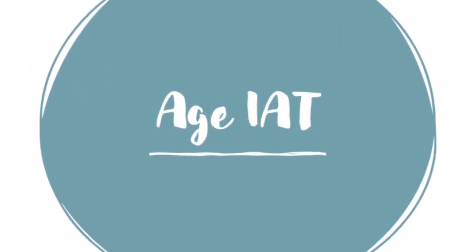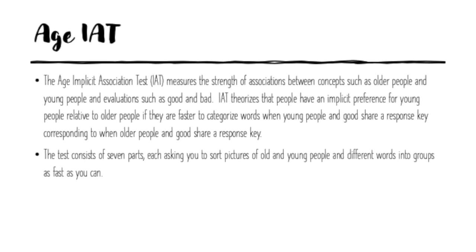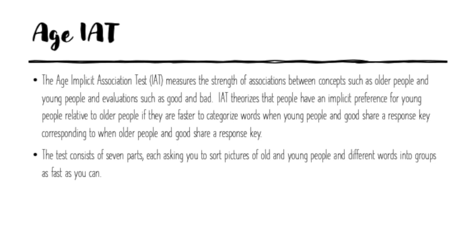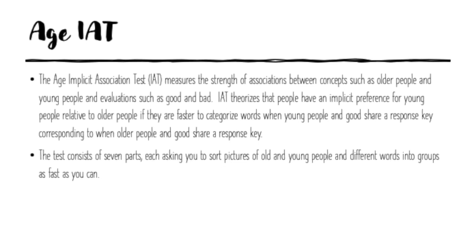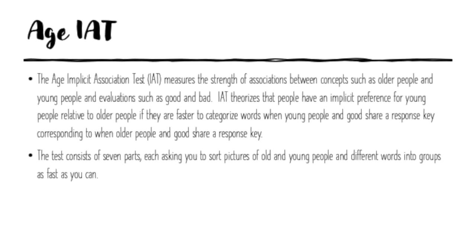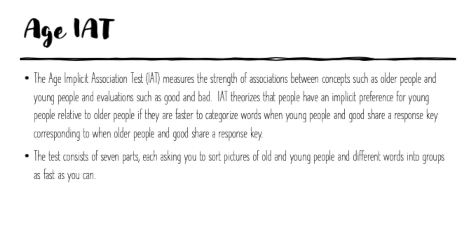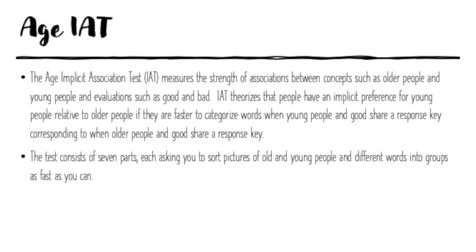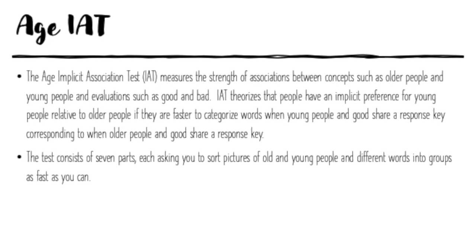Age Implicit Association Test. The Age Implicit Association Test measures the strength of association between concepts such as older people and young people, and evaluations such as good and bad. IAT theorizes that people have an implicit preference for young people relative to older people if they are faster to categorize words when young people and goods share a response key, compared to when older people and goods share a response key. The test consists of 7 parts, each asking you to sort pictures of old and young people and different words into groups as fast as you can.